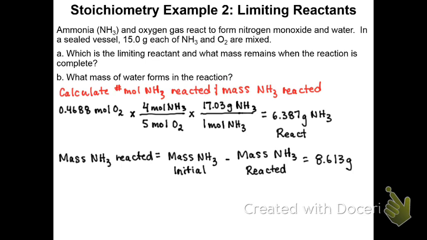And then we want to pay attention to sig figs. So we had 3 sig figs in our initial mass, and so that means that our answer can have 3 sig figs.